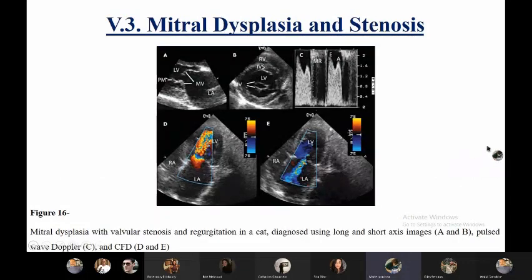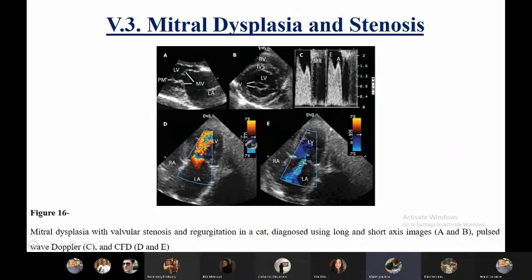Okay, on to mitral dysplasia. Mitral dysplasia is an abnormality of the mitral valve in its positioning, in its functioning, in its makeup. And in this case, specifically, there's also accompanying stenosis, which is also common to accompany dysplasia. So these images are taken from a cat that was diagnosed with mitral dysplasia, valvular stenosis, and regurgitation using long axis and short axis images in A and B, with pulsed wave Doppler and color flow Doppler images in diastole and systole in D and E.